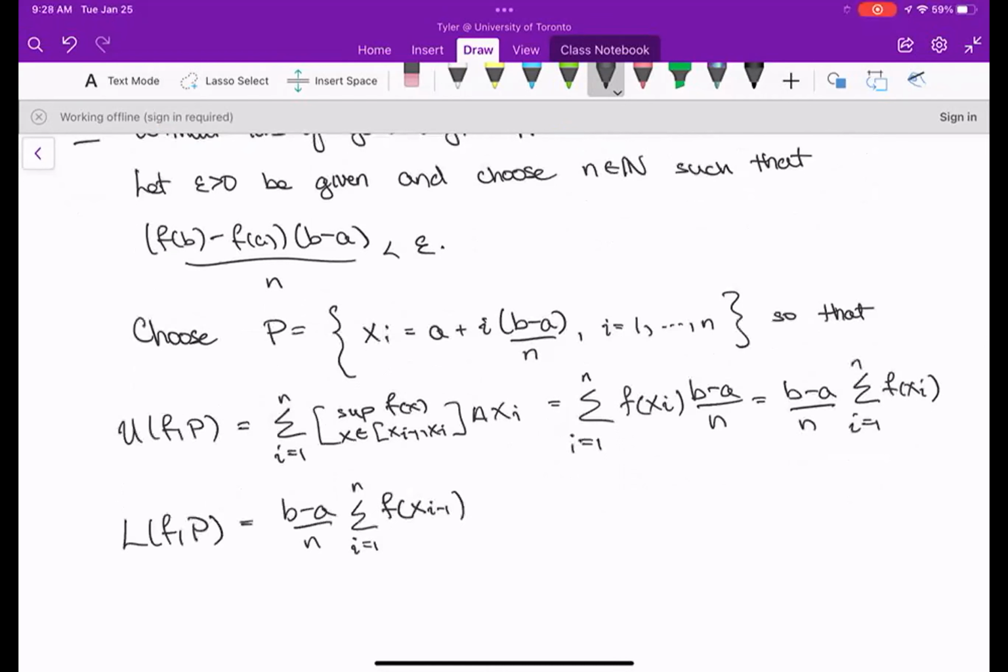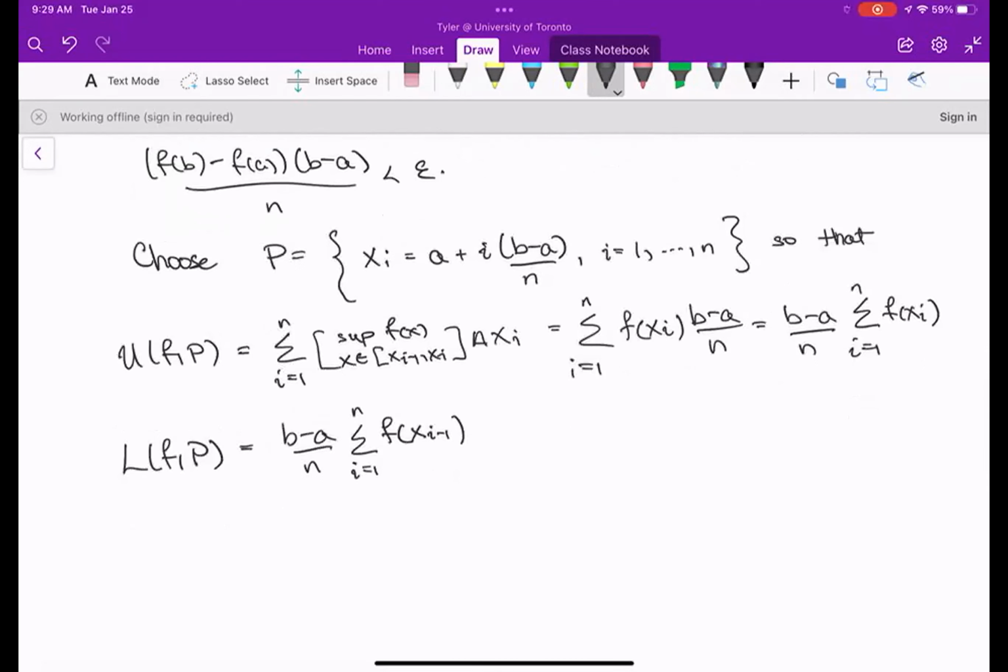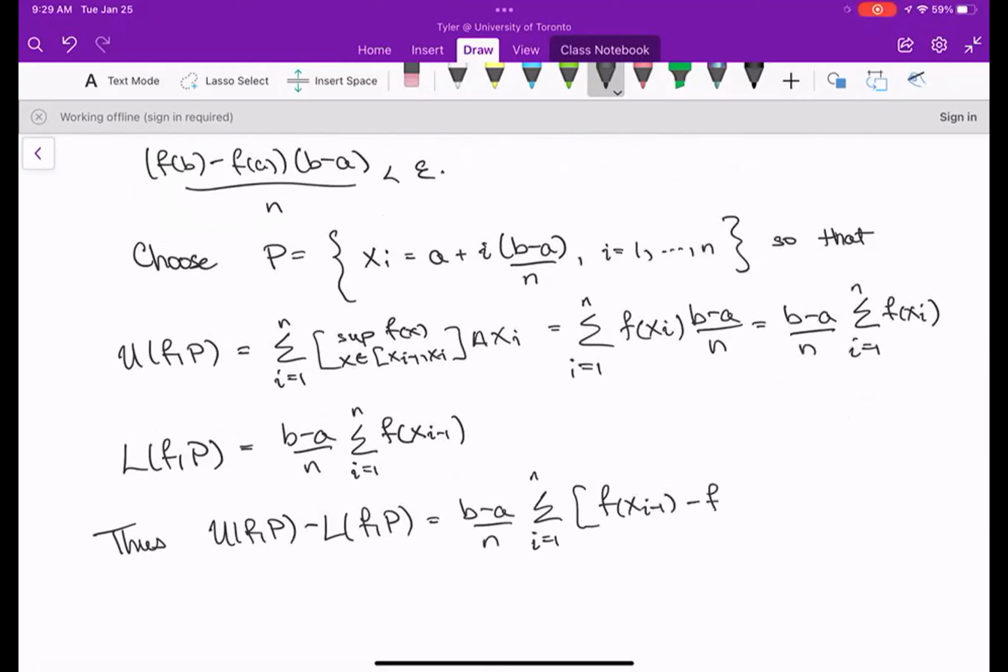And we could change the index if we want, but because I need to put these two together, I really want them to have the same index. So I'm going to use x_{i-1} to indicate that I'm using the left endpoint. And now when I subtract them, great, they both have this b minus a over n term. And now here's where we're going to get our telescoping series, right? So I'm going to get f(x_{i-1}) minus, it should be, I was doing them backwards, right? Like that. This is our telescoping sum.